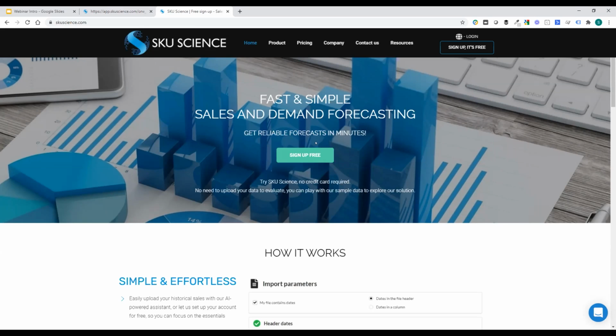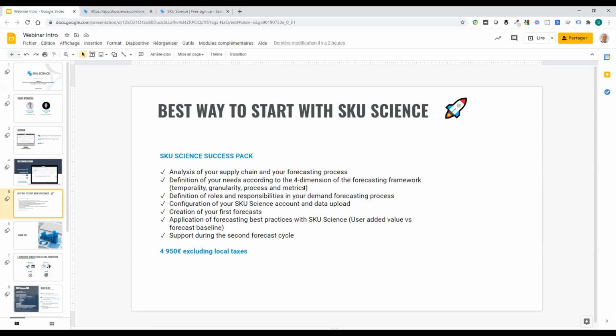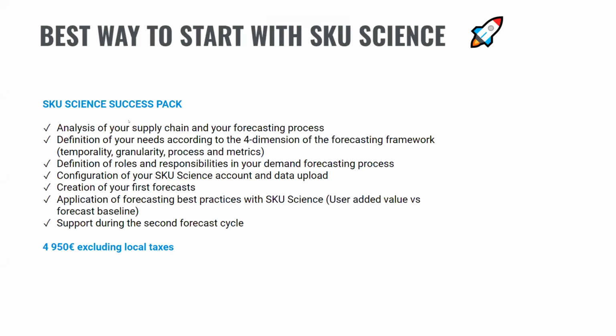And also what we did recently for our customers, in order to help them start with SKU Science if they're interested, we created this SKU Science success pack. Let me share it full screen. So basically, we help you analyze the current forecasting process that you have set up in your organization, and we help you define your needs according to the framework that Nicolas just described, and align those needs with this framework. Then we help you define the role and responsibility of each member in your team for this new demand forecasting process.